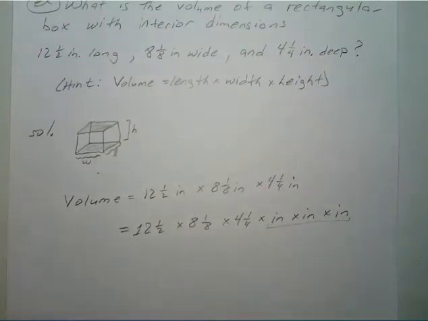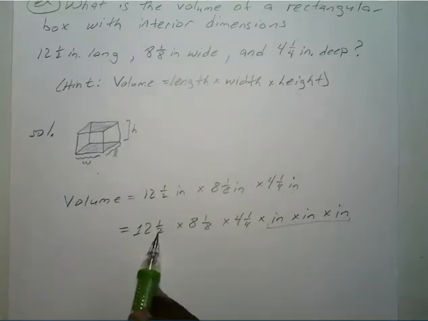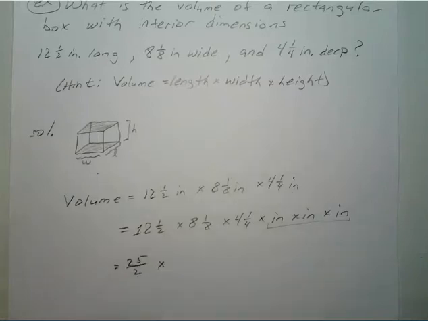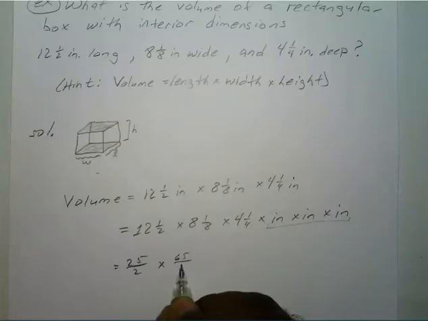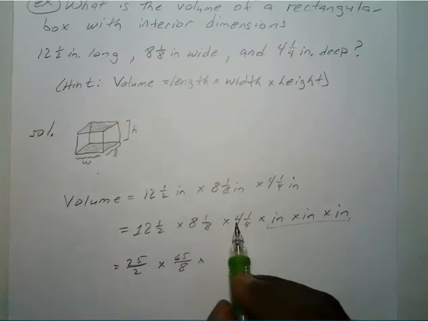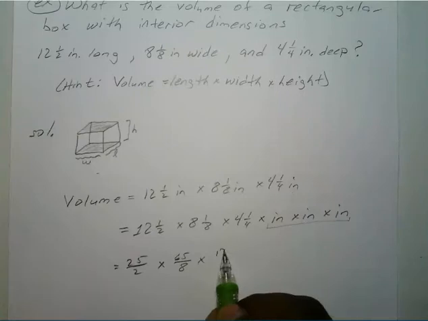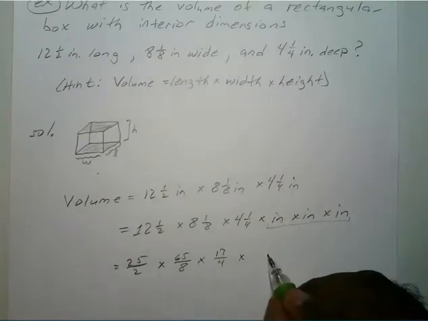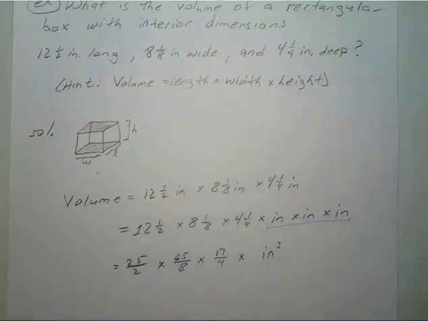We're going to first convert these to improper fractions. 2 times 12 is 24, plus 1 is 25. So you have 25 over 2 times 8 times 8 is 64, plus 1 is 65. So you have 65 over 8 times 4 times 4 is 16, plus 1 is 17. So you have 17 over 4 times inch times inch times inch, which is cubic inches. So I'll just write cubic inches or inches cubed, and we'll move that down as we proceed.